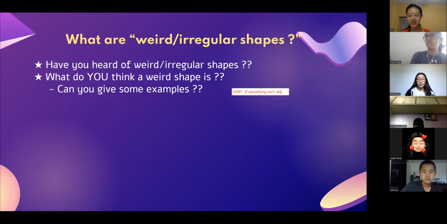A trapezoid. Ooh, that's a good one. I actually did not think of that, but yes, a trapezoid is technically an irregular polygon, because it does not have the same length sides, and its angles are not equal measures.